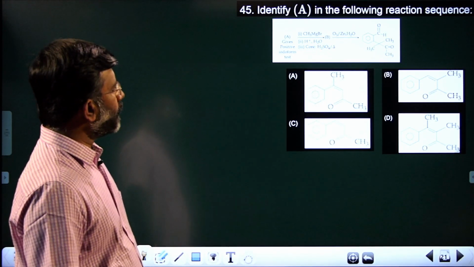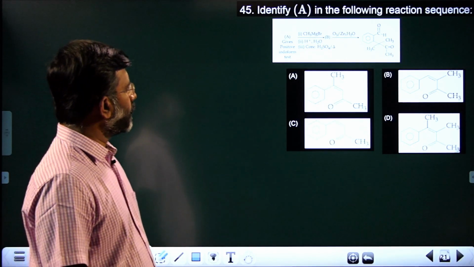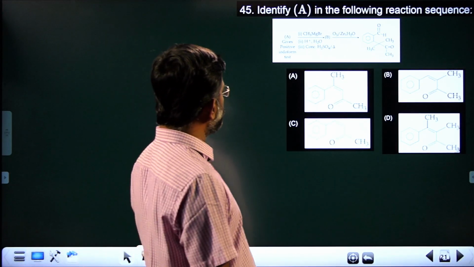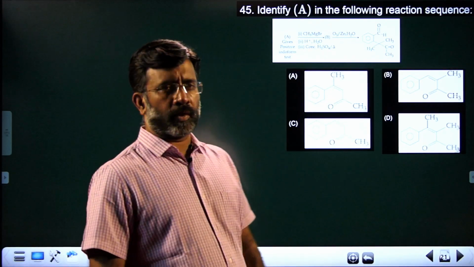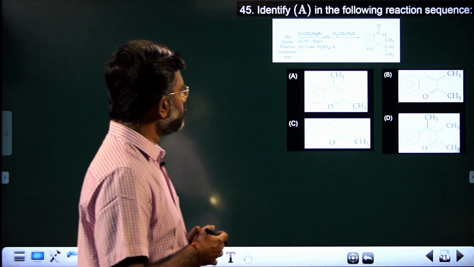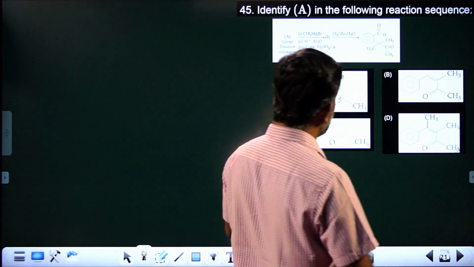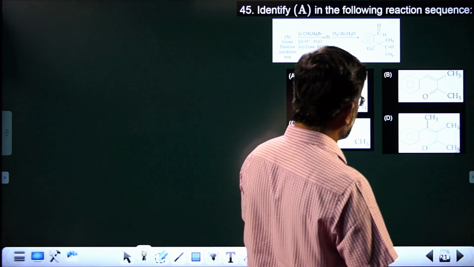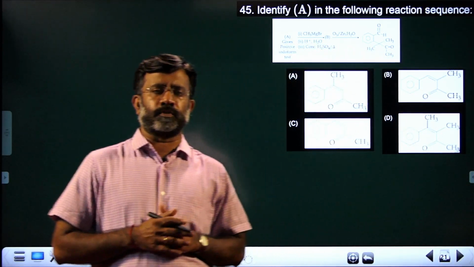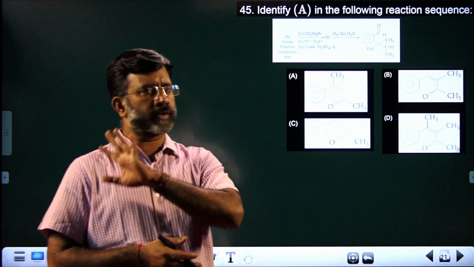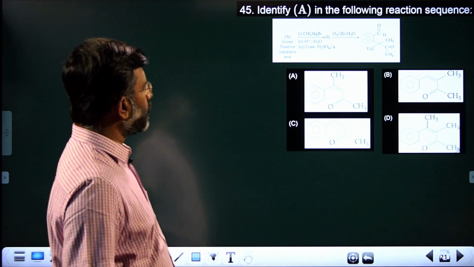Identify A in the following reaction sequence. A gives a positive iodoform test. A positive iodoform test is given by methyl ketones. There is a methyl keto group. Everybody contains a methyl keto group, so all can give you the iodoform test. So that clue is not enough.